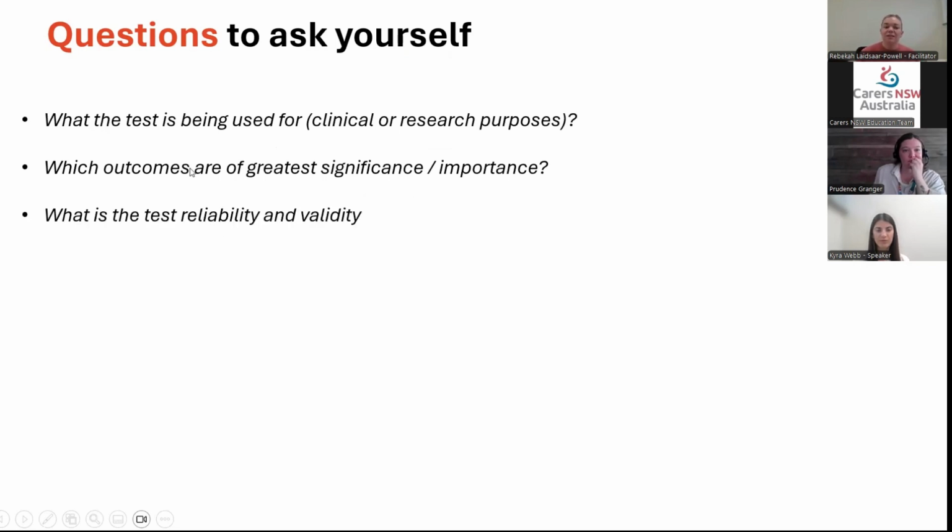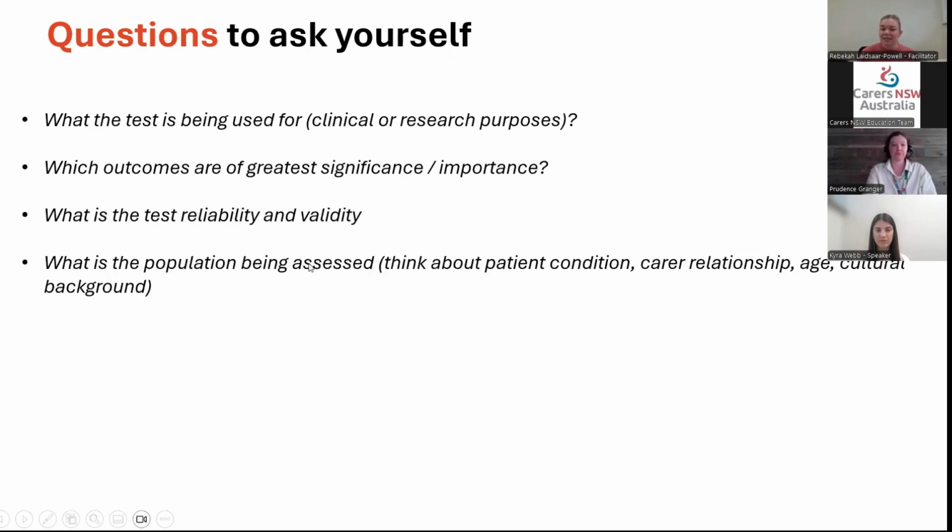What's the retest reliability and validity of the different measures that you're weighing up? What's the population that you're assessing? There are going to be a lot of different factors here, but some key ones are: was this measure developed in a carer population? Has this measure been developed for a specific population of carers caring for someone with a certain condition? Has it been developed for only partners of people rather than a variety of different carer relationships? So think about the population that you're assessing and also the population that the measure has been developed for.